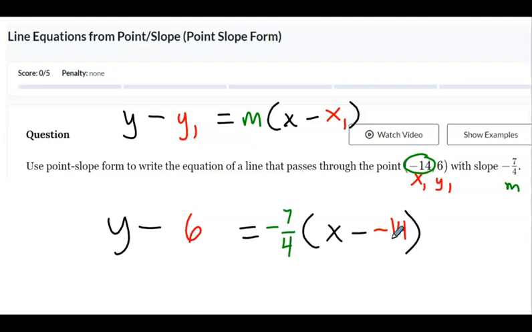Now they do want you to write it in point-slope form, but they will want you to simplify this part over here. So we're going to type y minus 6 equals -7/4 parentheses x, but instead of a minus 14, we're going to put a single operation there. So that's what you're going to type in the answer field: y minus 6 equals -7/4 parentheses x plus 14.